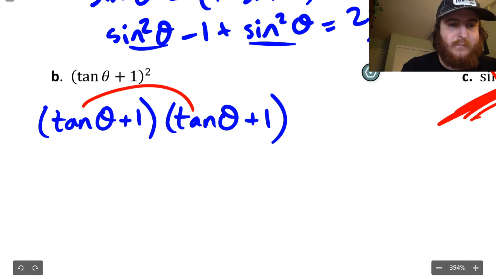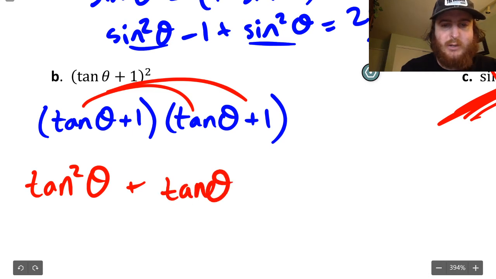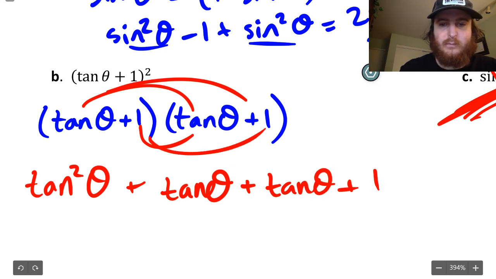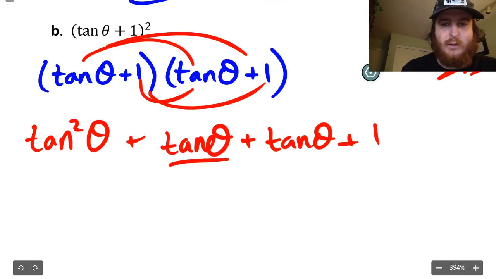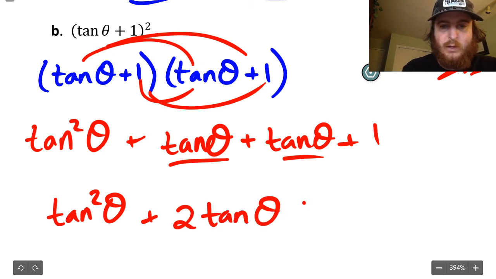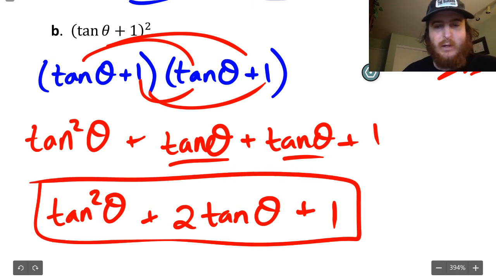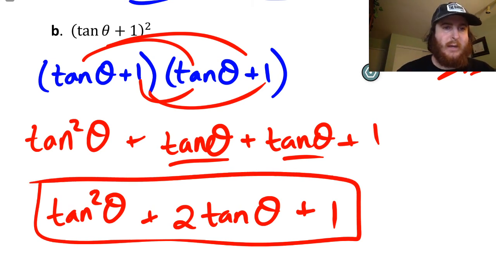So first, tangent times tangent is tangent squared theta, plus outside, tangent theta times 1 is tangent theta, plus inside, plus last. Okay. Now we're going to add any like terms. Tangent theta. We get tangent squared theta plus 2 tangent theta plus 1. Technically, this can be factored more. I'm not going to worry about that. So I'm going to just leave our answer right there. I think that's fine. Okay.